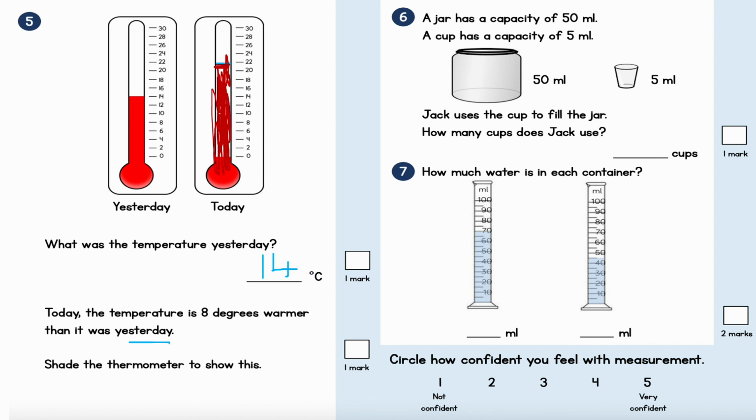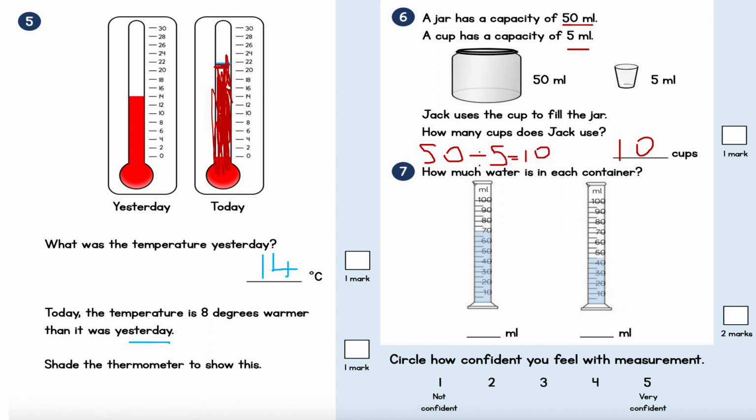Okay. This is question number 6. A jar has a capacity of 50 milliliters. A cup has a capacity of 5 milliliters. Jack uses the cup to fill the jar. How many cups does he use? Well, 50 divided by 5 is 10. So 10 lots of 5 milliliter cups will fill the jar. How many 5s go into 50? The answer is 10.